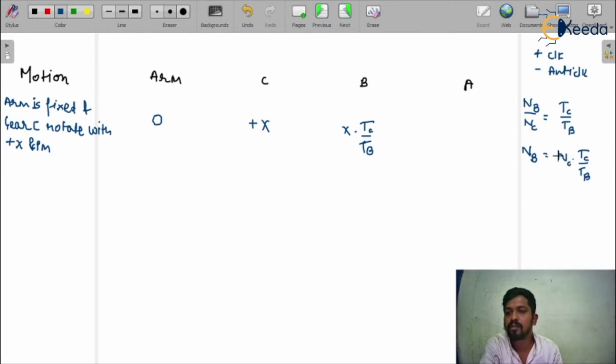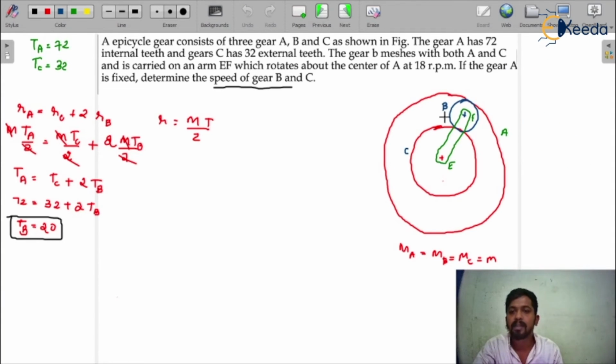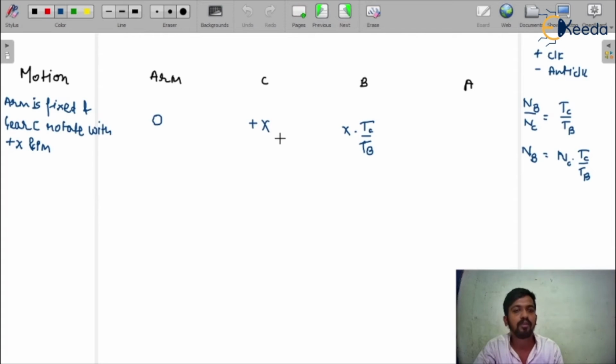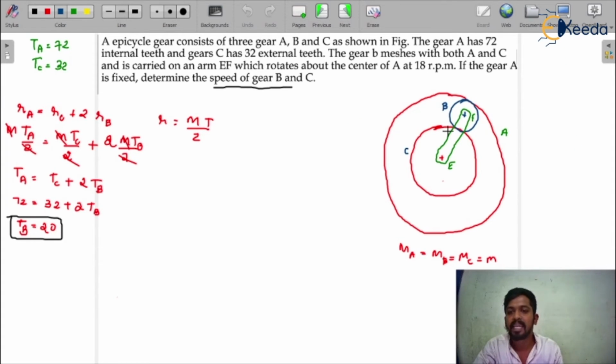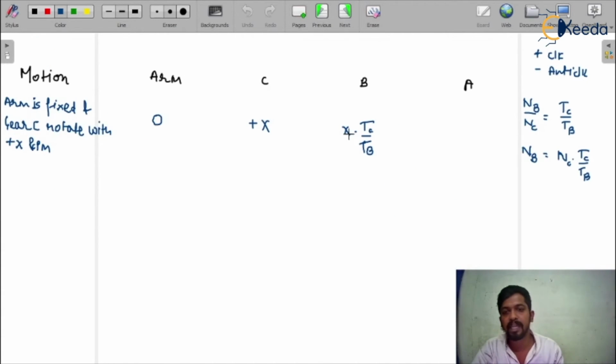This gives you the magnitude of the speed of gear B, but you need to see the direction of gear B. That's why drawing the diagram is important, because here you can easily see that the direction of B would be opposite to the direction of C. We assumed C as clockwise, and both are mating gears. If C is clockwise, B would be anti-clockwise, and I have assumed that anti-clockwise is negative.